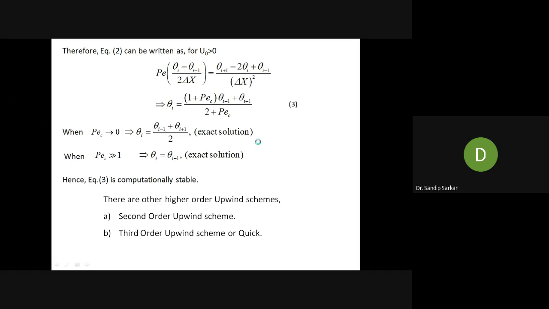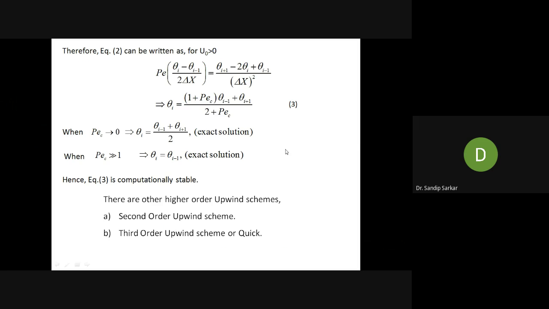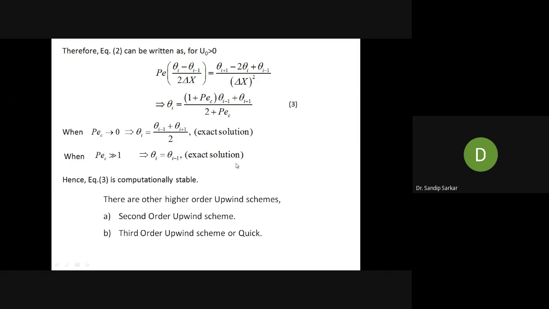Okay, so this is basically your upwinding scheme, which I have discussed in this class. This is called the first order upwinding scheme. There are other upwinding schemes. So equation 3 is computationally stable. Here only 2 plus Peclet number and 1 plus Peclet number are coming. There is no term like 1 minus Peclet number or 2 minus Peclet number, which we got while discretizing without applying the upwinding scheme. Here 2 minus Peclet number was coming, but here simply the 2 plus Peclet number term is coming. So it is always stable, like your implicit scheme. The upwinding scheme is always computationally stable.